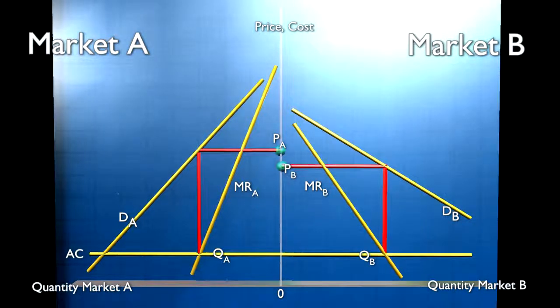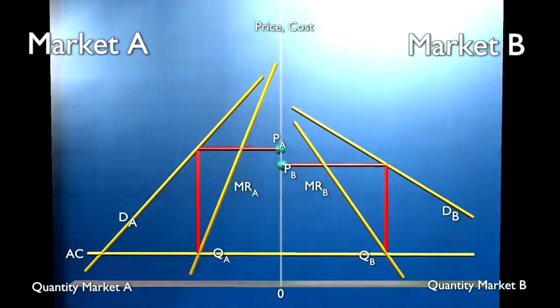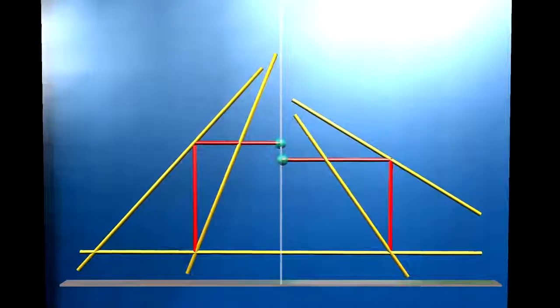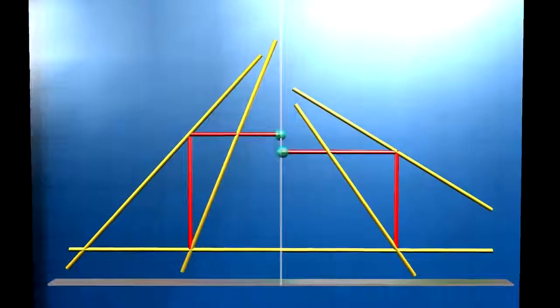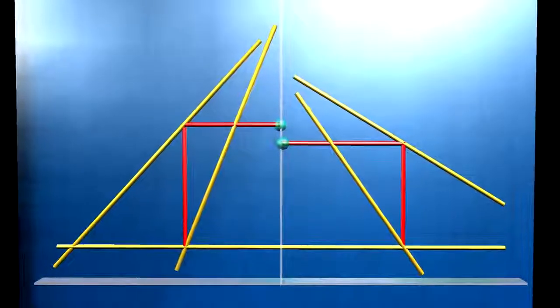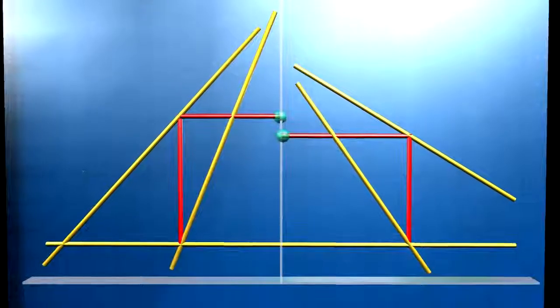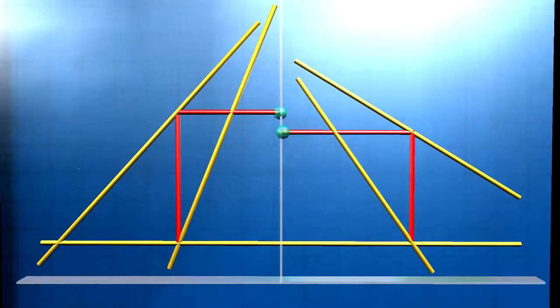We have a higher price in the less elastic market and a lower price in the more elastic market. The relatively steep demand curve gives us the higher price PA, compared with the more elastic market B, where we have the lower price PB.